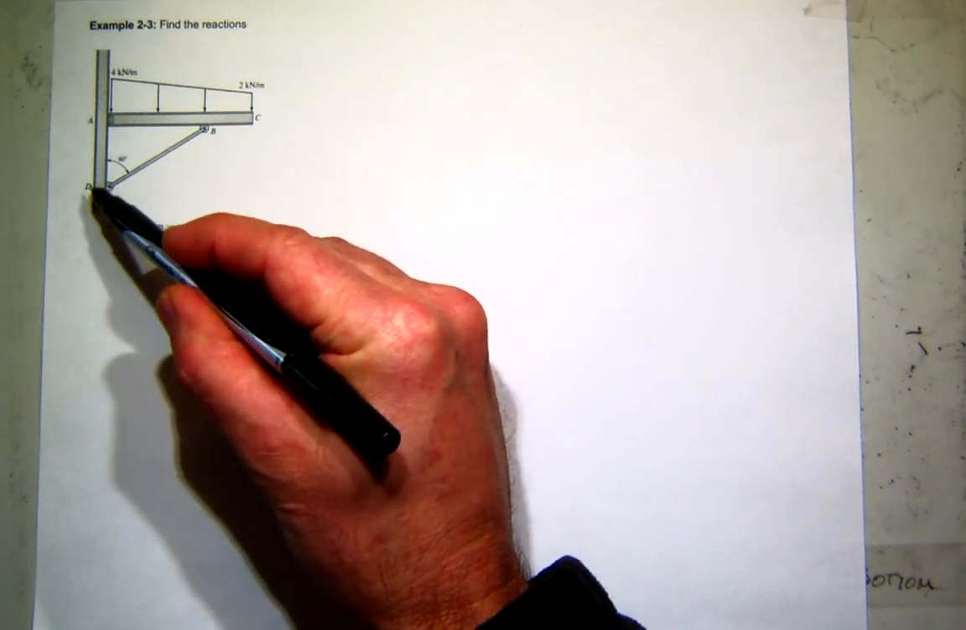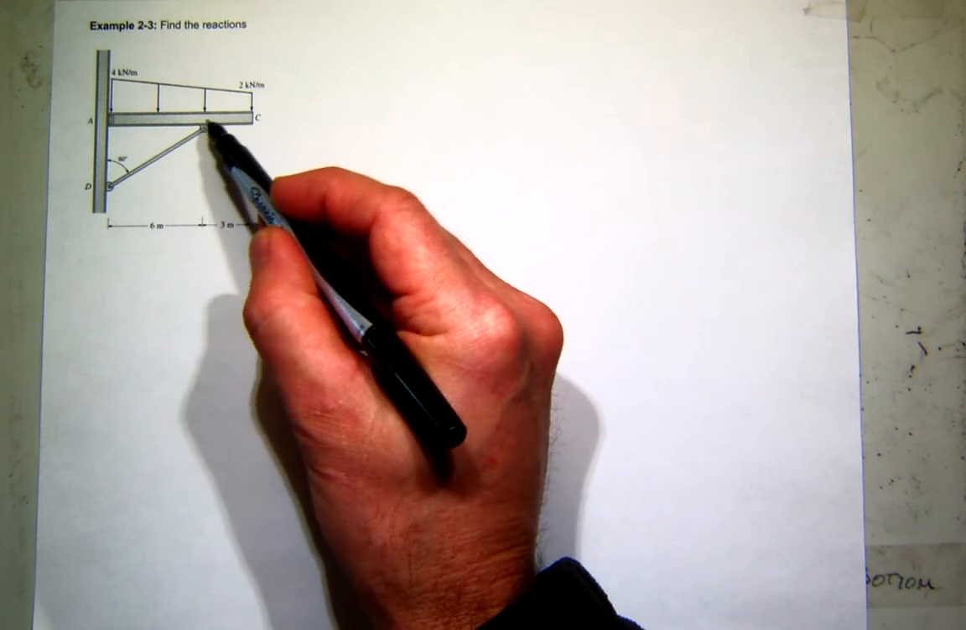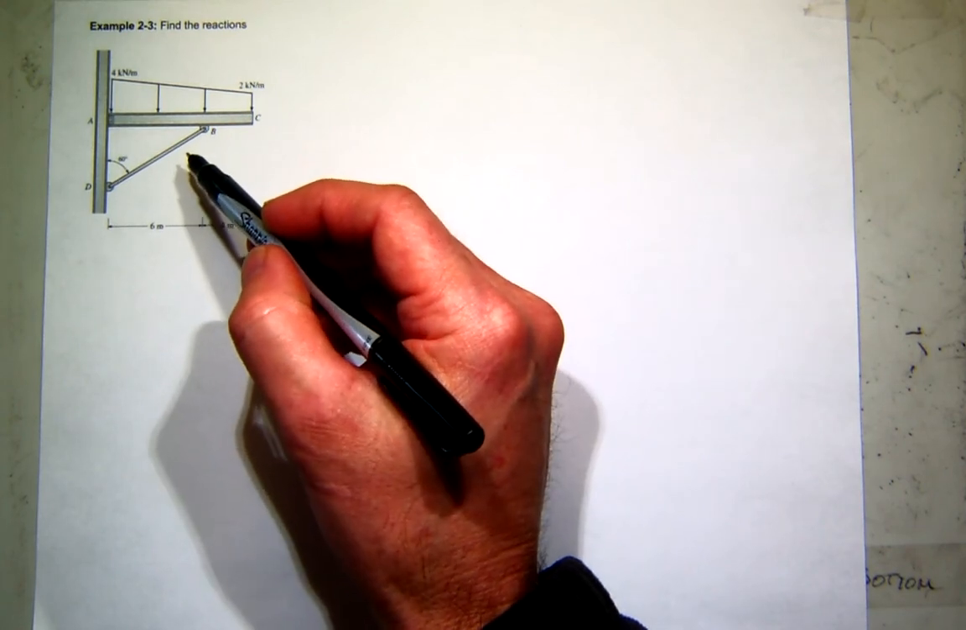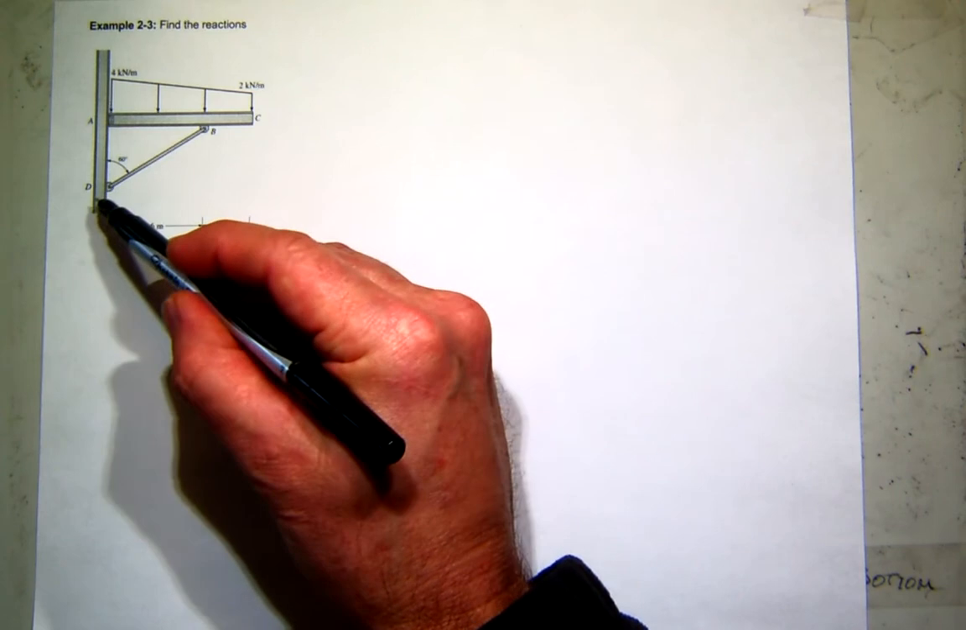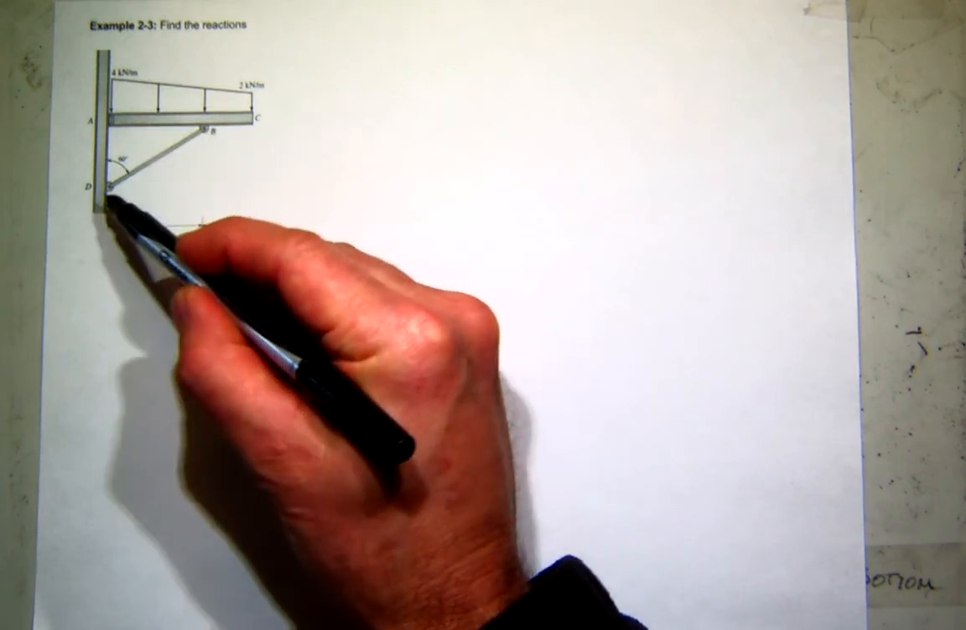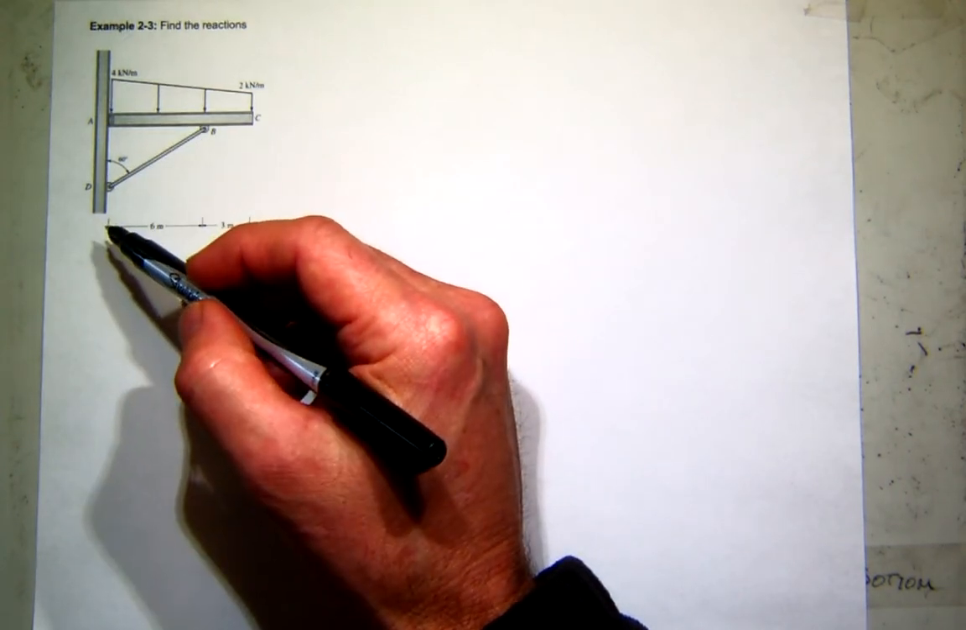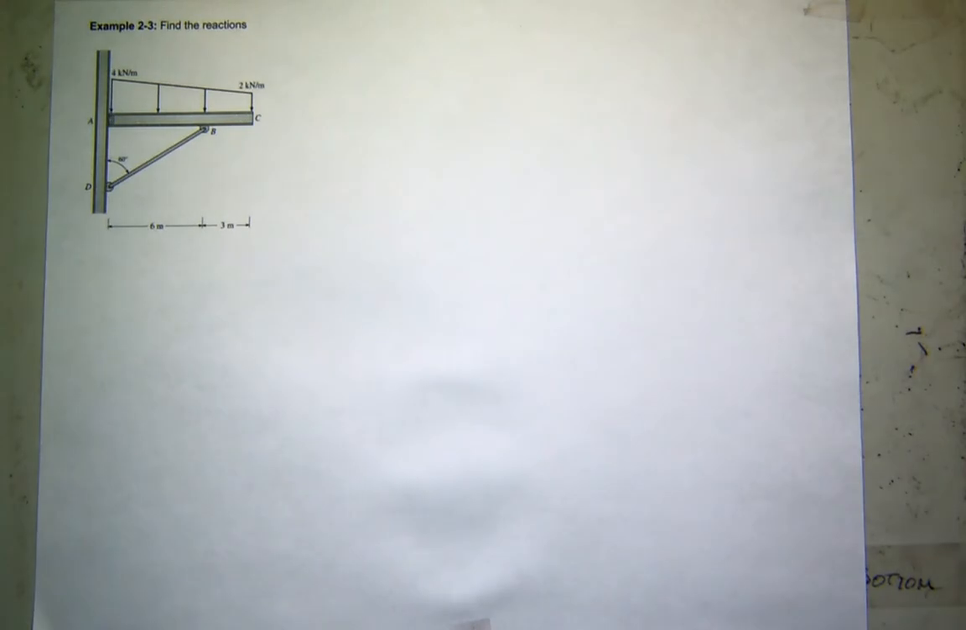So there's not really two unknowns at D and two unknowns at B. There's only one unknown. We know the direction. It's along this line BD. I just don't know the magnitude. Okay? So let's start with that.